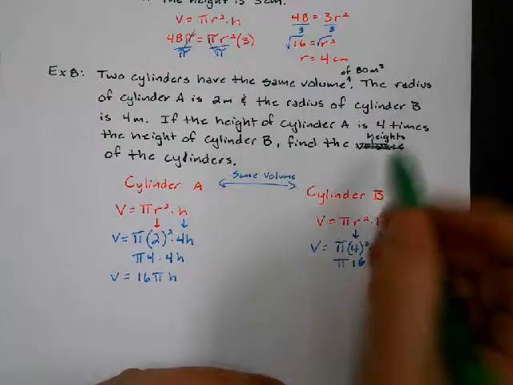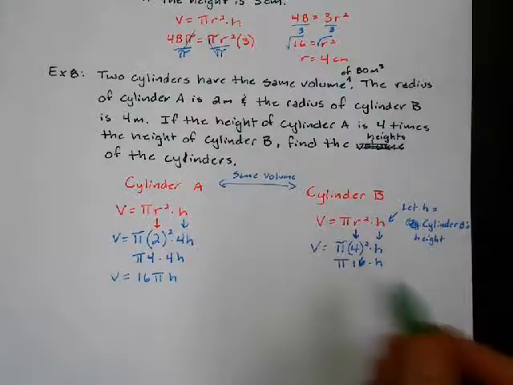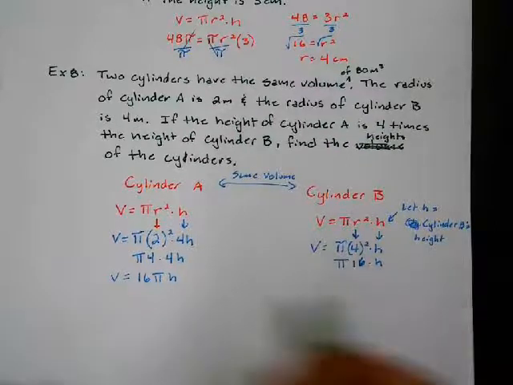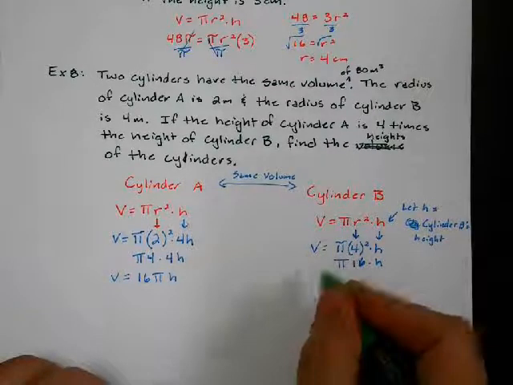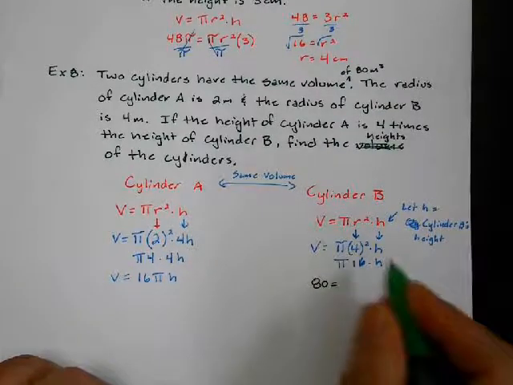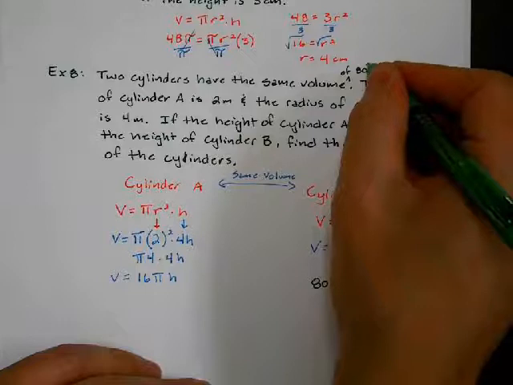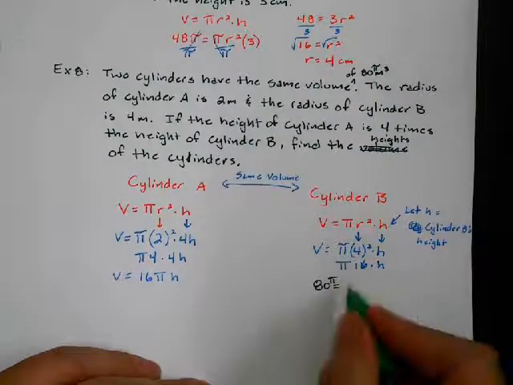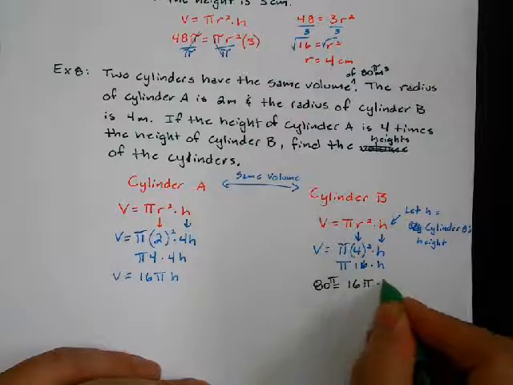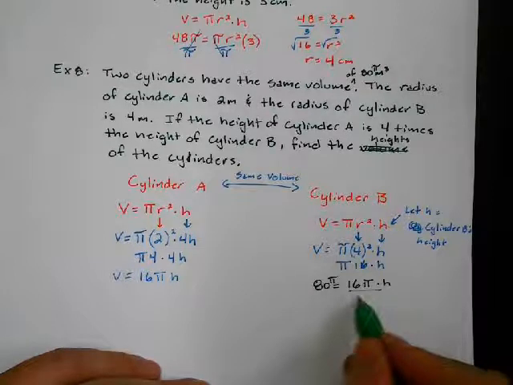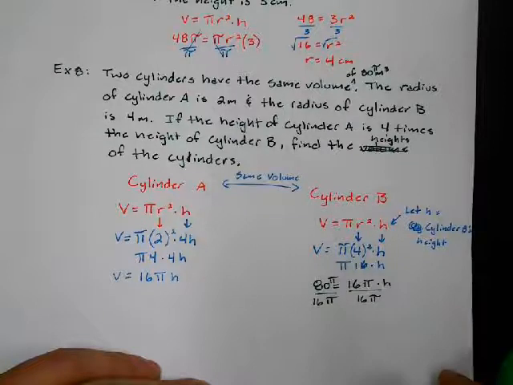So here's what we're going to do at this point. We're going to say that this is going to be equal to 80 over here. So 80 equals, 80 pi. Okay, 80 pi equals 16 pi times the height. So if we divide both sides by 16 pi, now we can say that the pi's cancel each other out, and we get a height of 5.